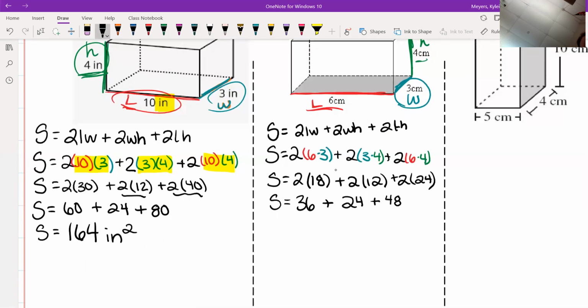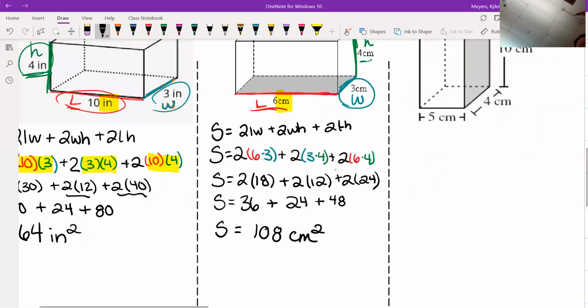All right, now add those all up. So 36 plus 24 is 60. 60 plus 48 is 108, hopefully. And remember, you label it. It's centimeters, so put centimeters here. And because it's a type of area, we put squared.